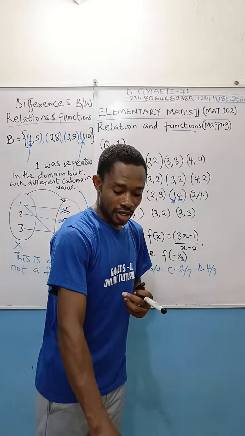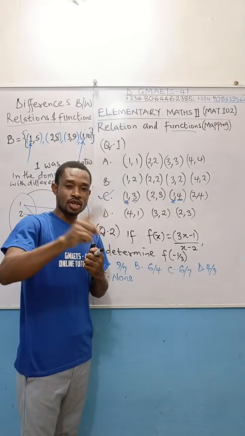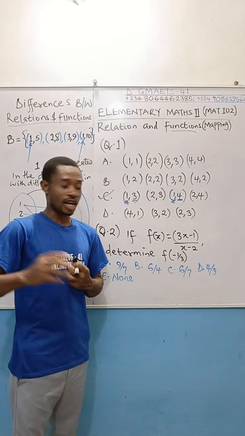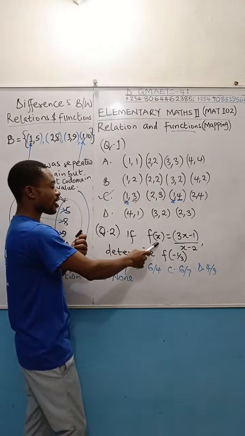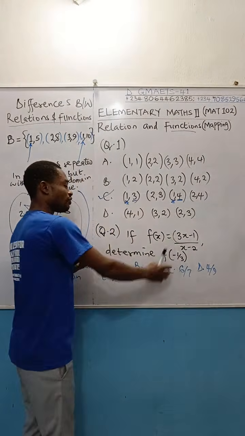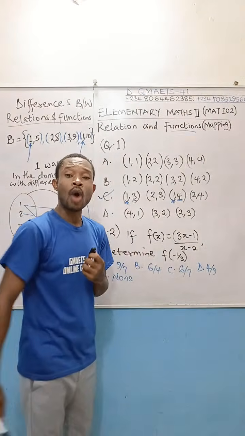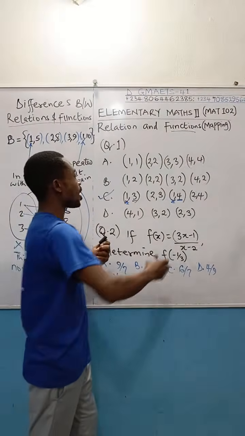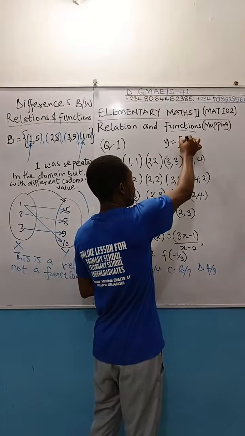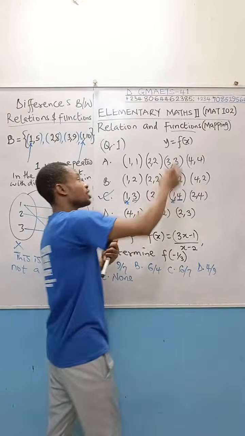Sometimes Unizik as a school will present that option as NOTA. That NOTA, N-O-T-A, means none of the above. Now, if f of x is equal to this function here, determine the value of f of minus 1 over 3. This f of x is y. Remember in mathematics, we always write that y is equal to f of x, so that f of x can be replaced with y.